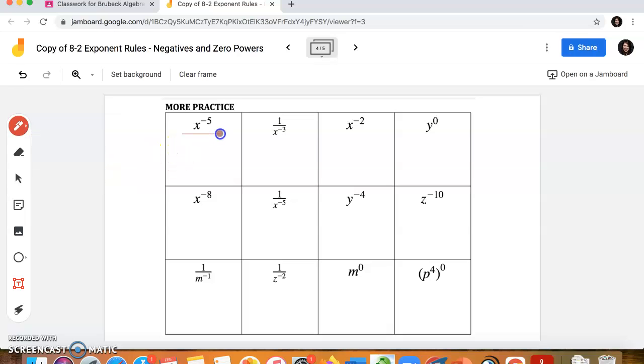So what you would do here is you would add a 1 here. We'd bring this down. And so our answer would be 1 over x to a positive 5. Okay, that would be our answer.